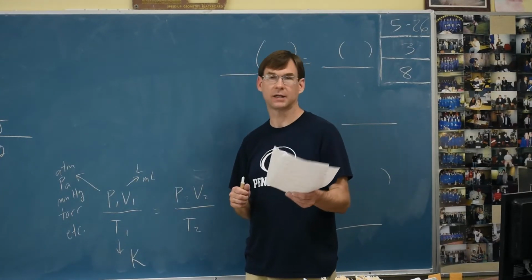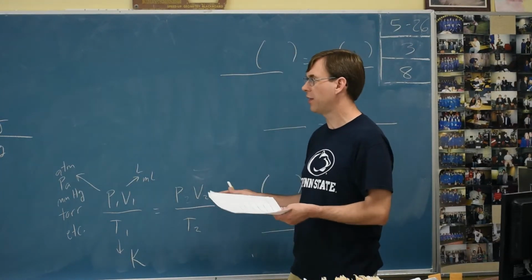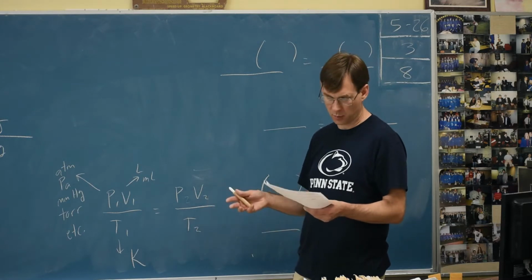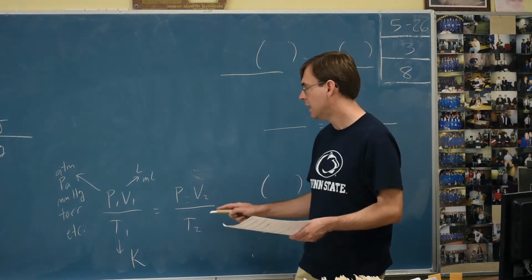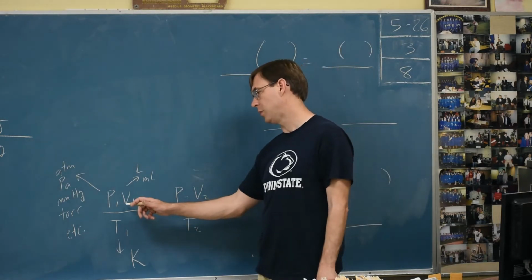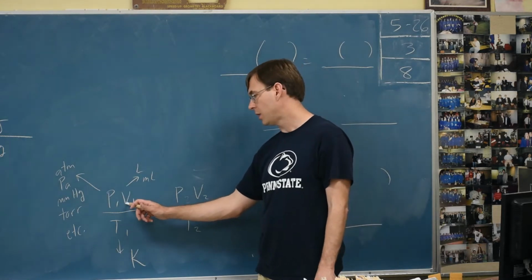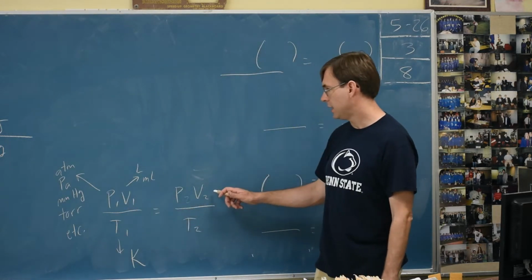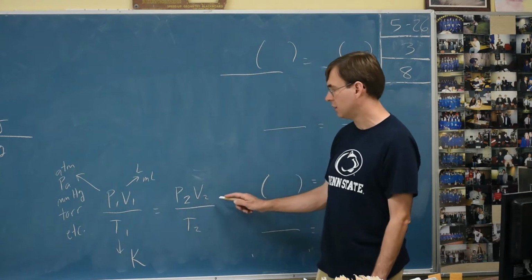So even though this was technically part of yesterday's sheet, we're starting with 132 because 132 starts a new group of problems, so I had put this off for today. The equation that's working this next group is the combined gas law: P1V1 over T1 equals P2V2 over T2.